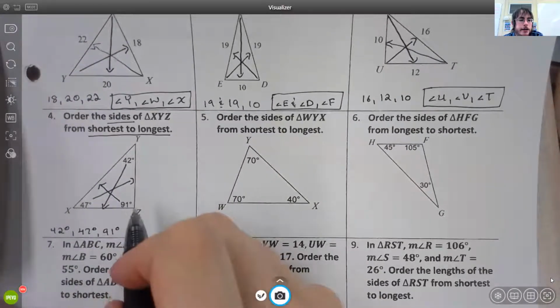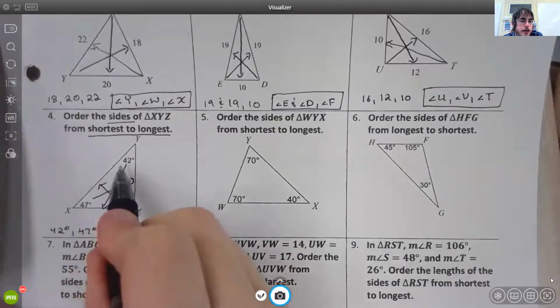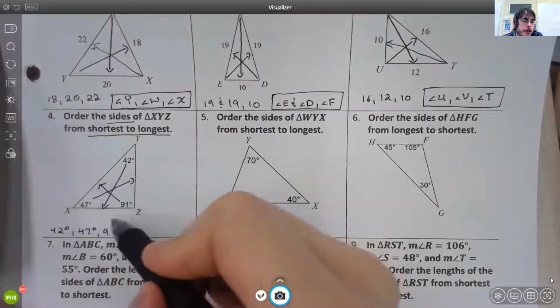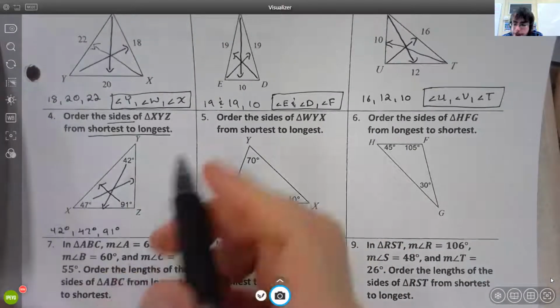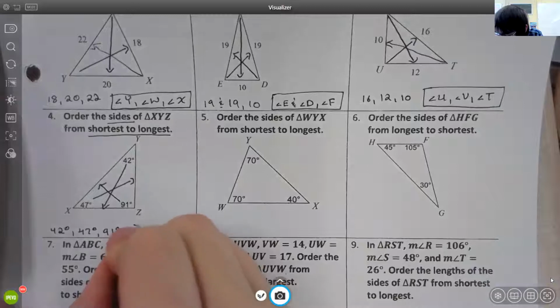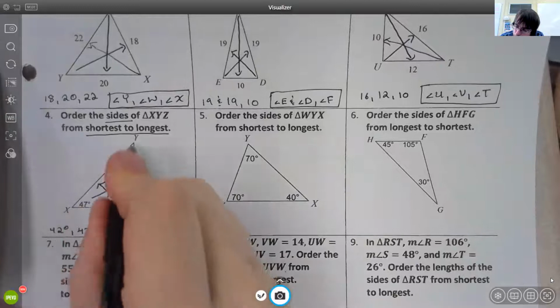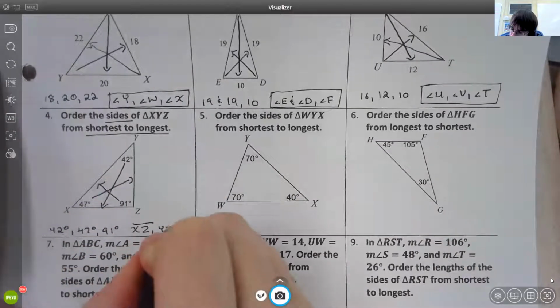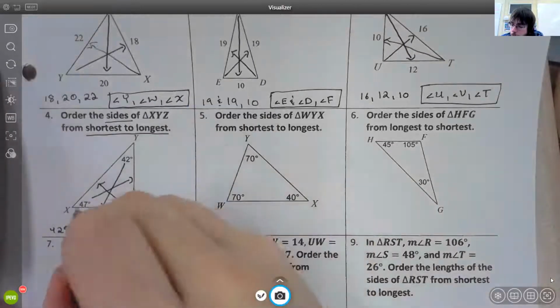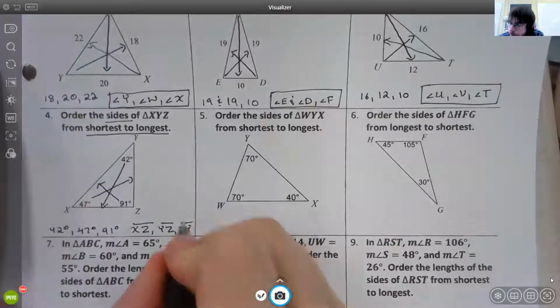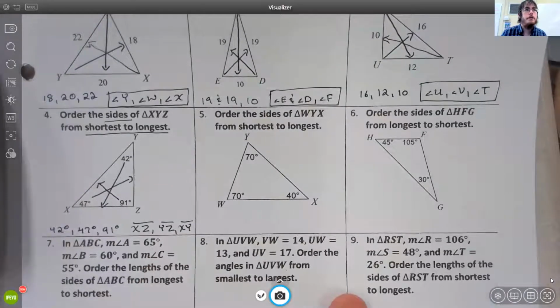Well, which side is opposite from 42? 42 points to this side, right, which is connected by points X and Z. So this side is XZ. What's our next side from shortest to longest? Well, 47 points to this side, which is connected by Y and Z. And then the final side, 91 points to here, which is X and Y. Okay.